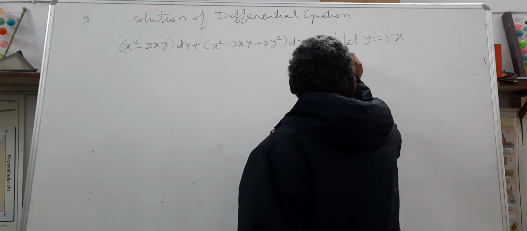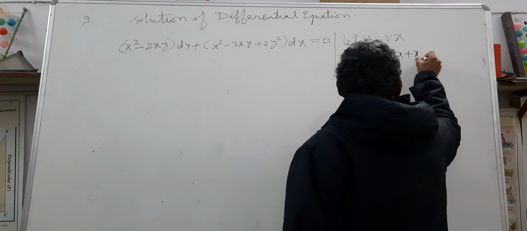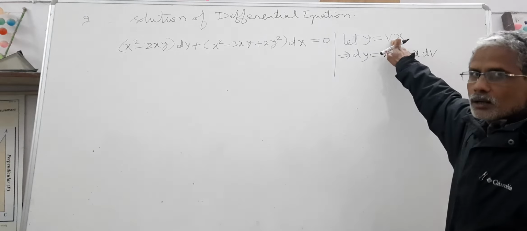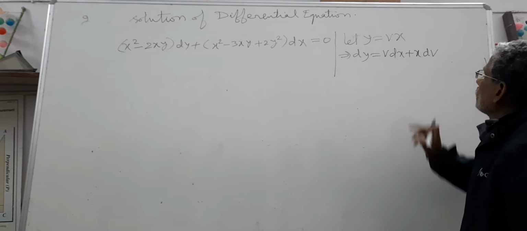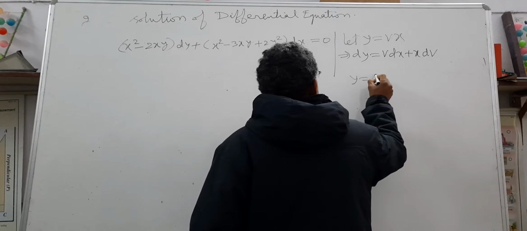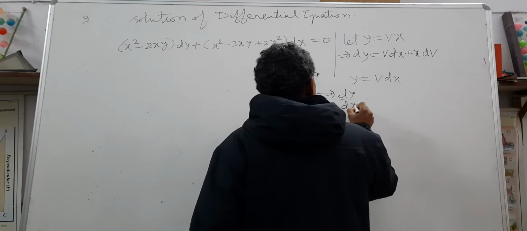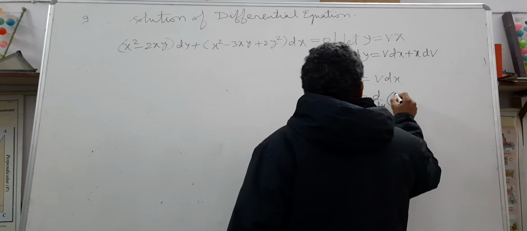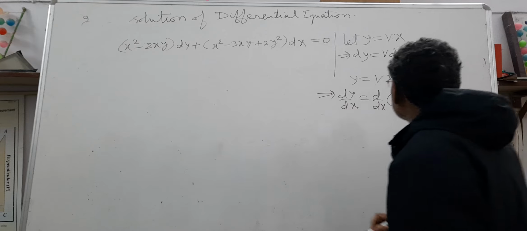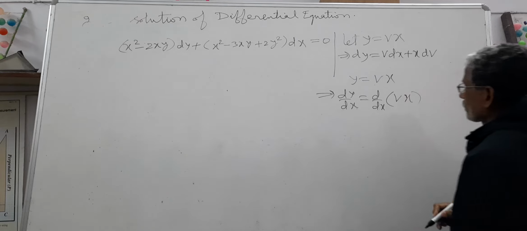After differentiation, it gives dy is equal to v dx plus x dv, product rule. Apply here product rule. If someone faces problem in this, you can write the same thing as such. y is equal to vx implies dy/dx is equal to d/dx of vx.